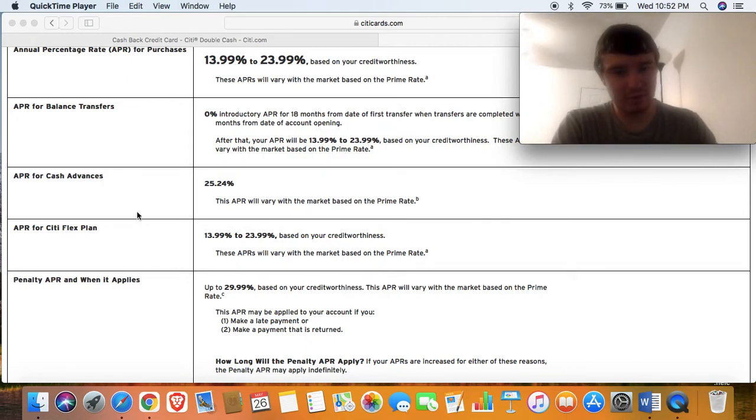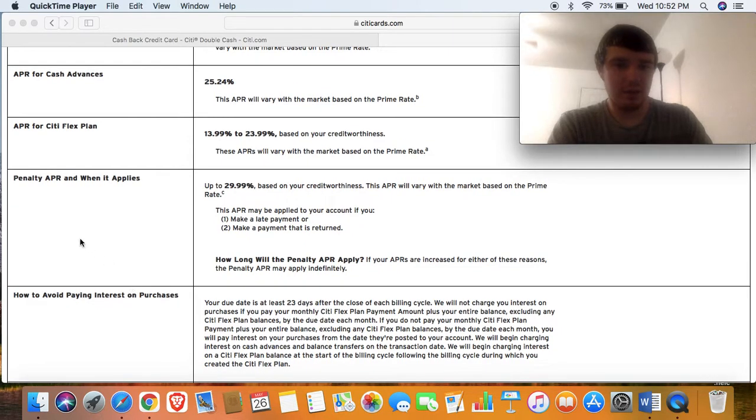And for the Flex Plan, again, they got their own separate deal of APRs. But as you can see, we got a trend here. It's generally the same as the APR for purchases. So, kind of understand that.